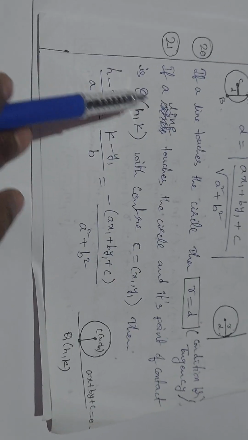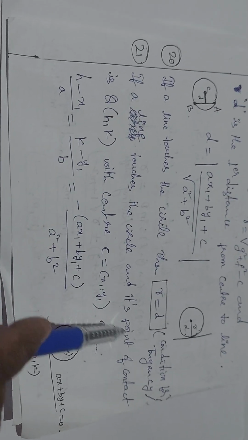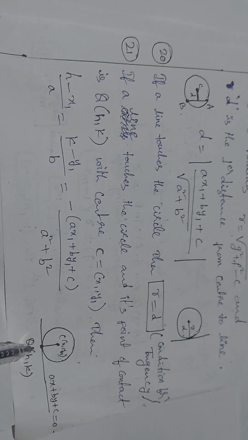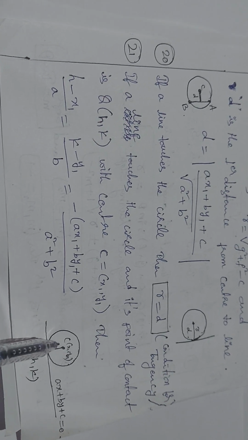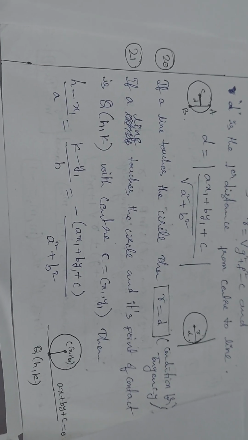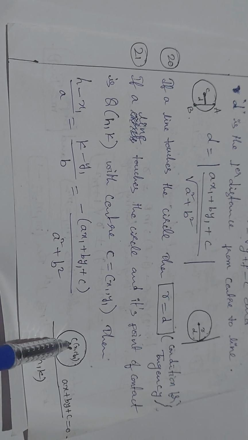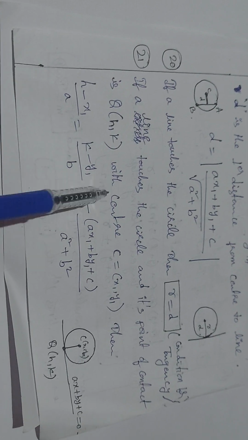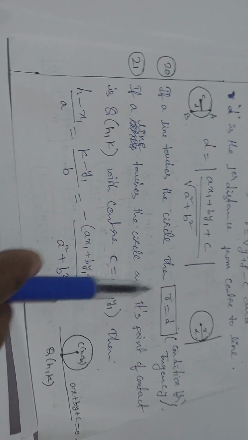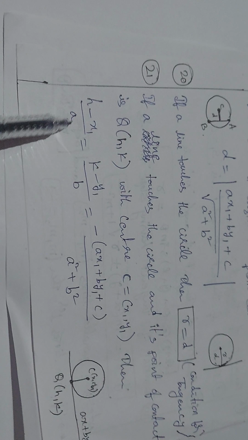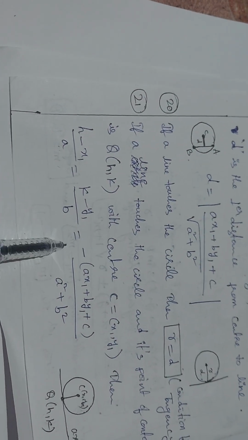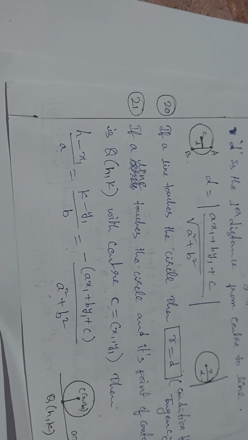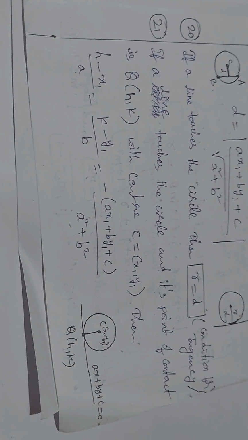Next, if a line touches the circle, its point of contact, meaning this line is touching, right? So I need to find this point of contact. It looks like the foot of the perpendicular theorem from last year. P is (x1, y1), Q is (h, k), and the line as it is. So the foot of the perpendicular is satisfied. To find the point of contact, the formula is the foot of the perpendicular: (h minus x1)/a = (k minus y1)/b = minus (a x1 plus b y1 plus c)/(a square plus b square) only. Important for 4 marks or 7 marks.